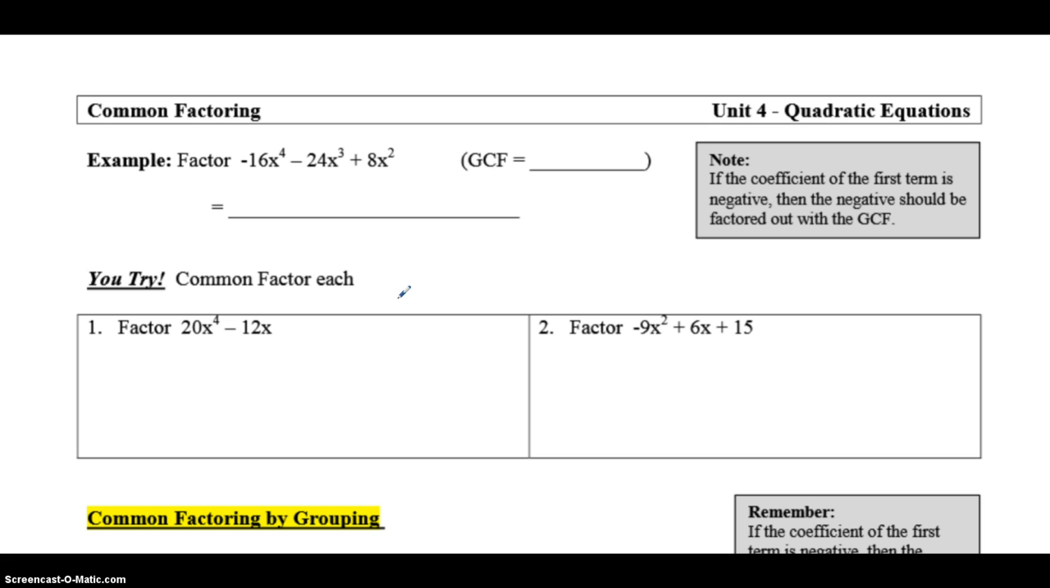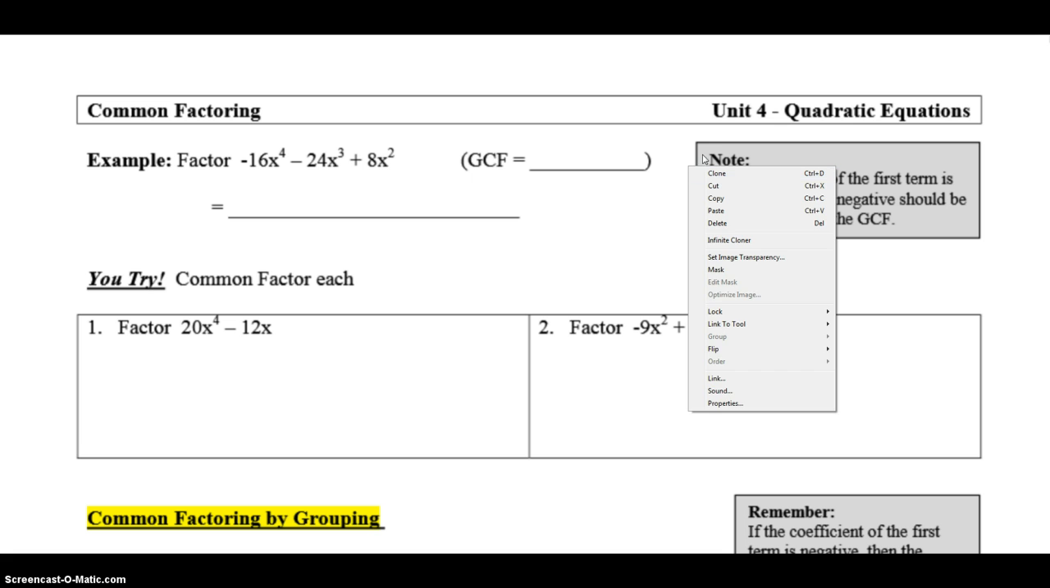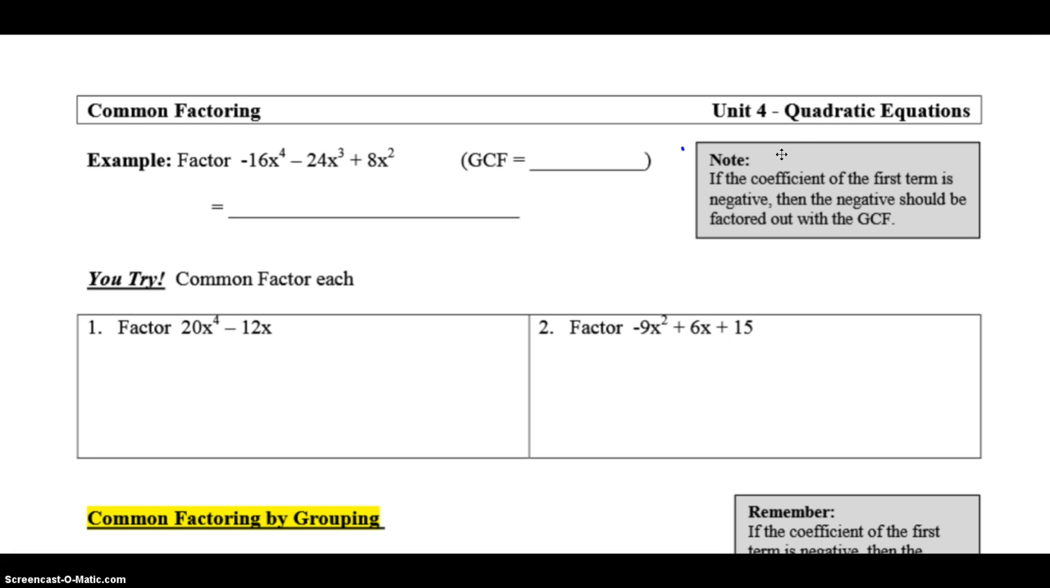All right, guys, so flipping to the next page here, we have another example. So you're asked to factor negative 16x to the exponent 4 minus 24x cubed plus 8x squared. So there's a note over here in the sidebar. If the coefficient, the number in front of the first term, is negative, then we want the negative to be factored out with the greatest common factor.